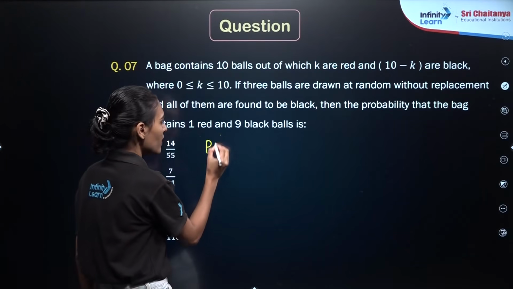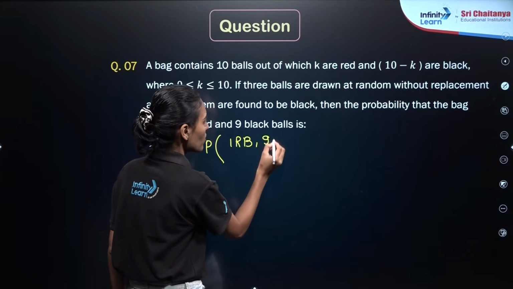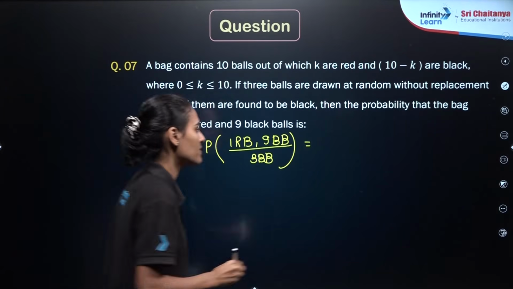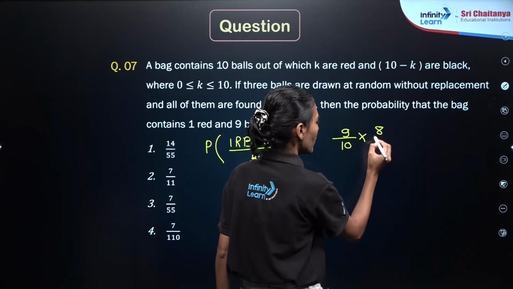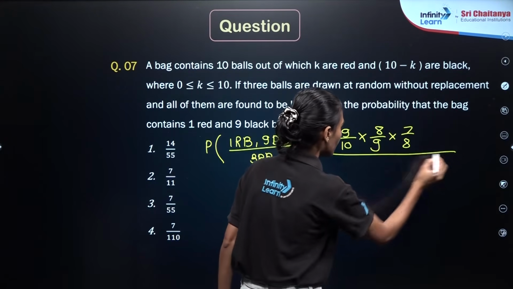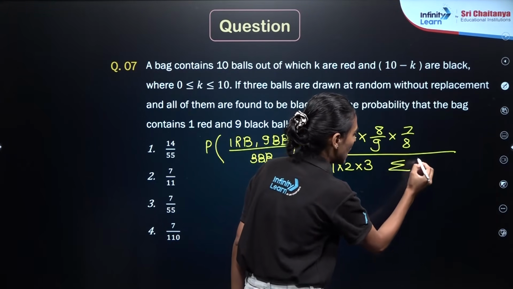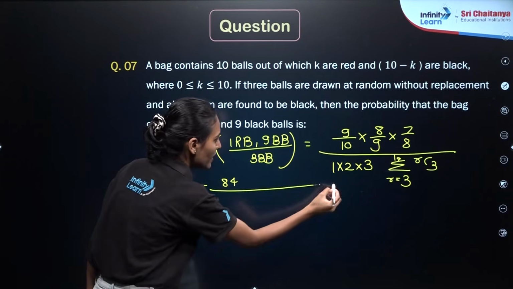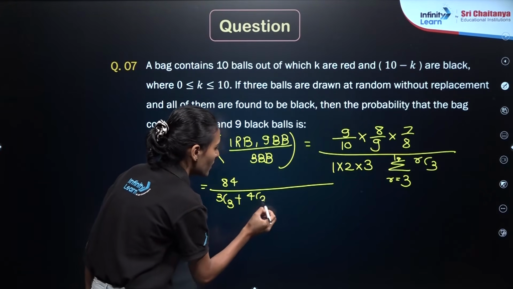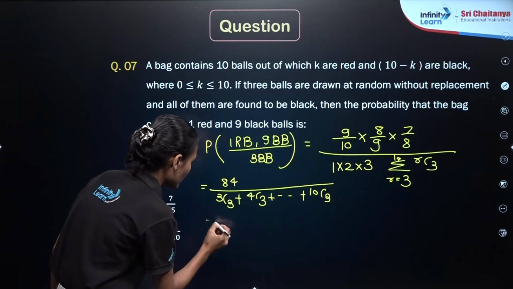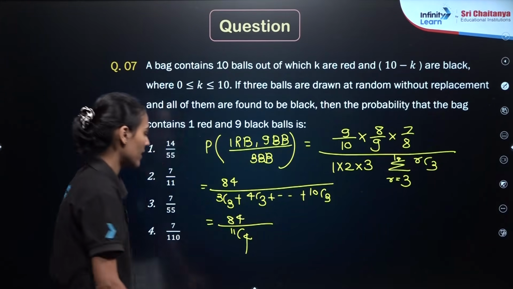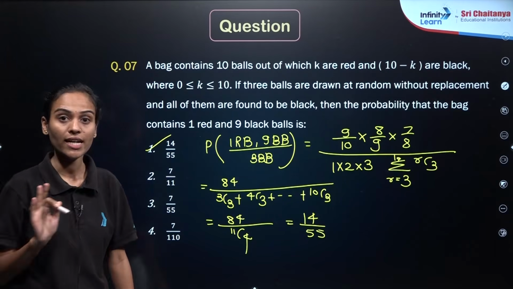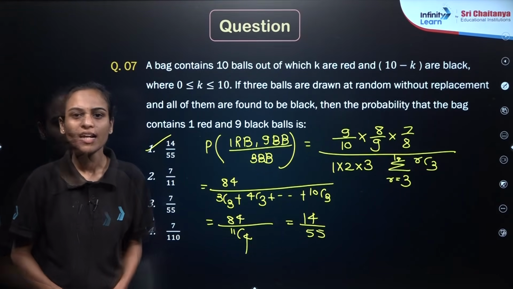So it is from conditional probability: the probability of getting 1 red ball and 9 black balls, given that 3 black balls are already drawn. By this conditional probability we will get the answer to be 9 upon 10 into 8 upon 9 into 7 upon 8, whole divided by 1 into 2 into 3 summation rC3, r from 3 to 10. This is nothing but 84 divided by 3C3, 4C3, 5C3, and so on up to 10C3. So it is nothing but 84 upon 11C4. If you calculate this, you will get the answer 14 upon 55. So you have option 1 as the correct answer. In this way you can calculate your conditional probability. Now let us take students question number 8.